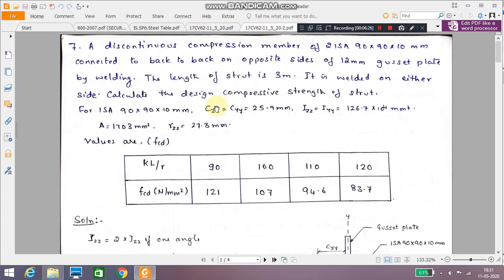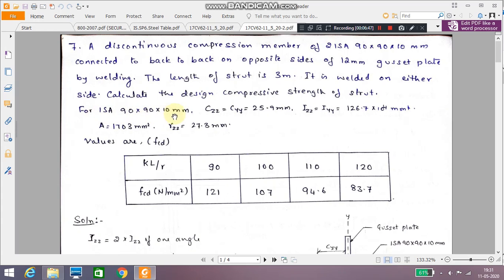Let us take one more problem. Design a discontinuous compression member of two ISA 90 by 90 by 10 mm connected back to back on opposite sides of a 12 mm gusset plate by welding. The length of the strut is 3 meter. It is welded on either side. Calculate the design compressive strength of the strut.